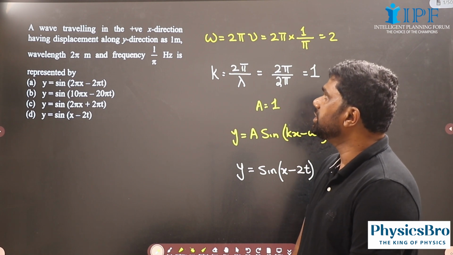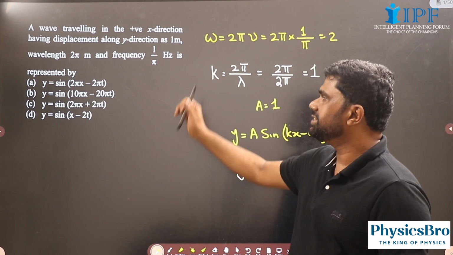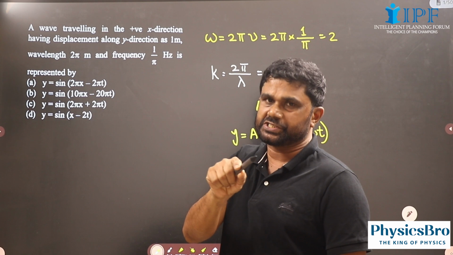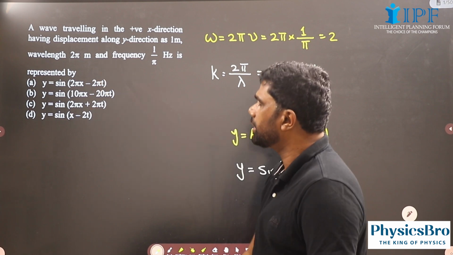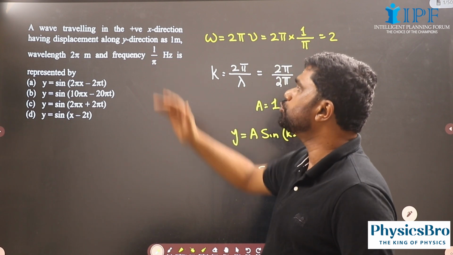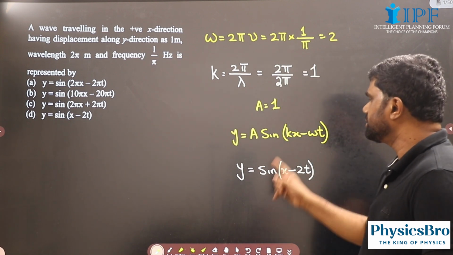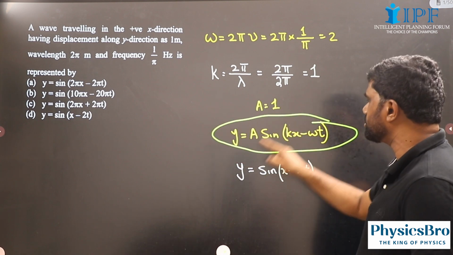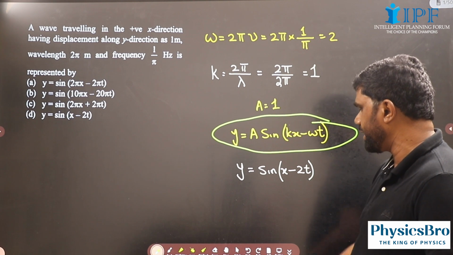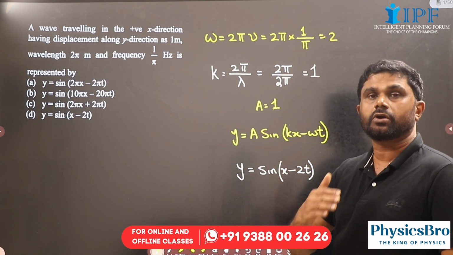A wave traveling in the positive x direction having displacement along y direction. Maximum displacement along y direction is 1 meter, wavelength is 2 pi meter and frequency is 1 by pi hertz. Now, this is the standard equation of a wave: y equals capital A sin(kx minus omega t). This capital A is the maximum displacement, or the amplitude.